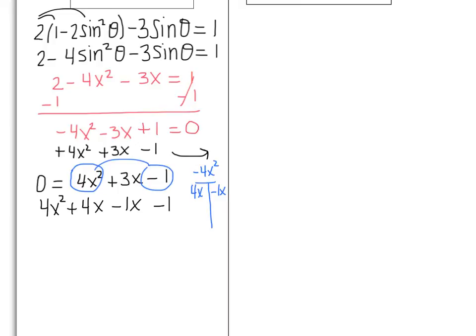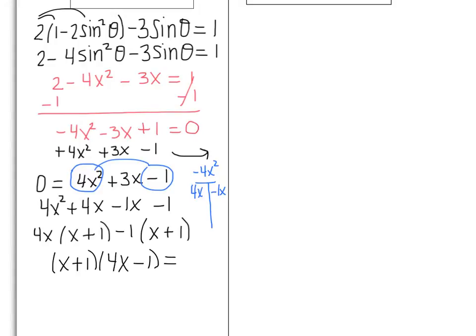Now let's take out a GCF between here and here. The GCF is actually 4x. So we're going to take out a 4x. We're left with x plus 1. Here, the GCF would be negative 1 and negative 1. See how it's the same? So we do negative 1, parentheses, x plus 1. Why is it plus 1? Because you're taking a negative 1 and dividing it by a negative 1, you get a positive 1. Take out the x plus 1, and you're left with 4x minus 1 equals 0.